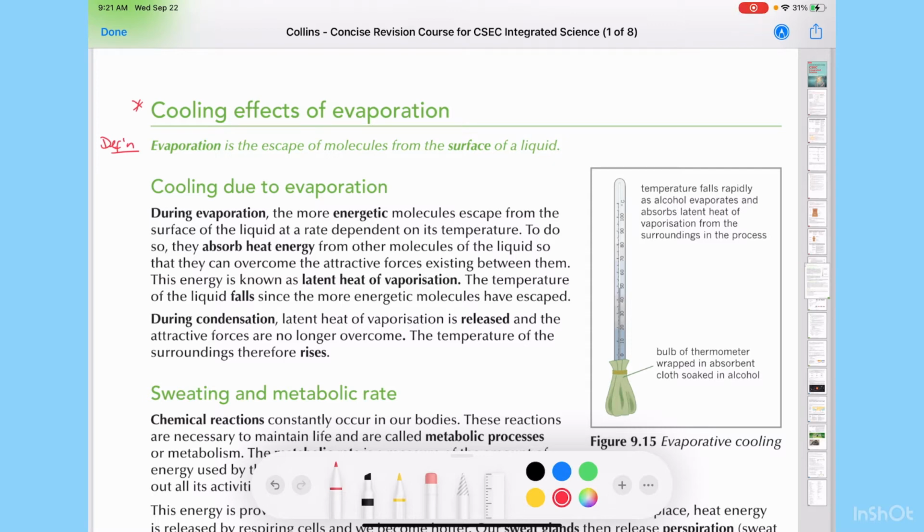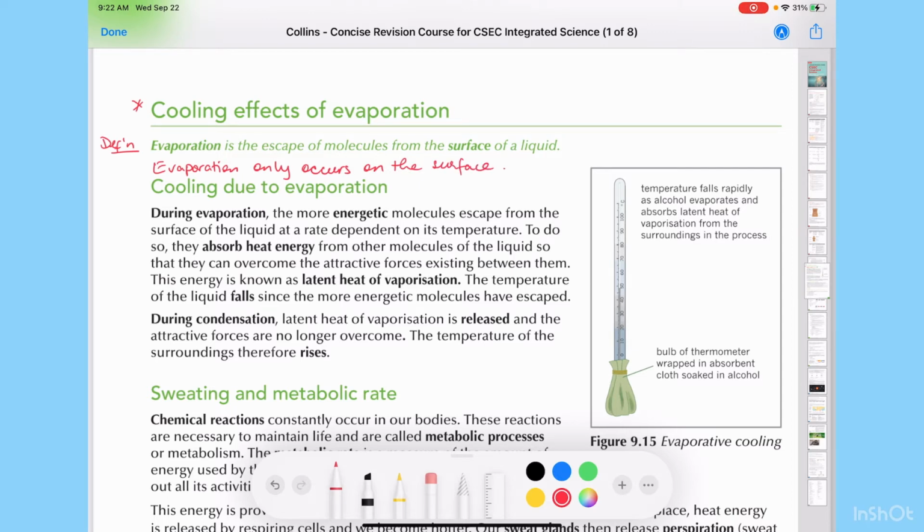In order for a particle to break free of the bonds in the liquid state and evaporate into the gaseous state, it needs to have a certain amount of energy. So the most energetic particles or molecules in your liquid are what will escape from the surface of the liquid. It's very important to note as well that evaporation only occurs on the surface.